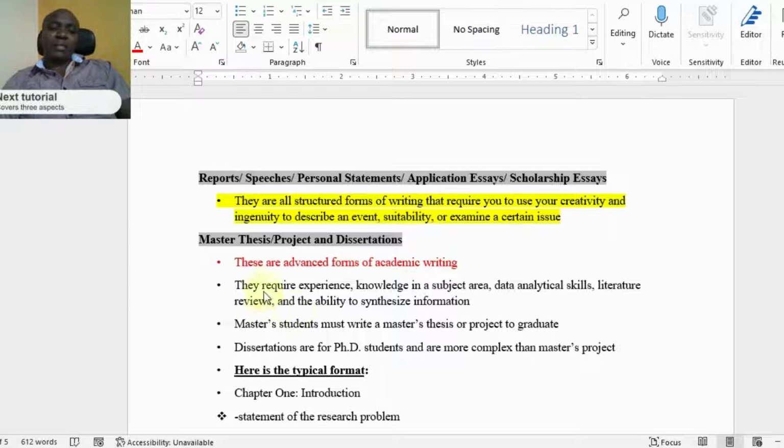Then we have master's thesis and dissertations. Under this, just a moment.